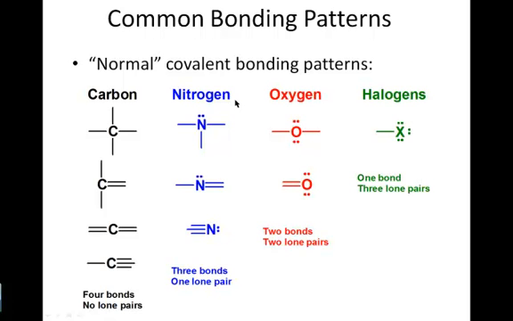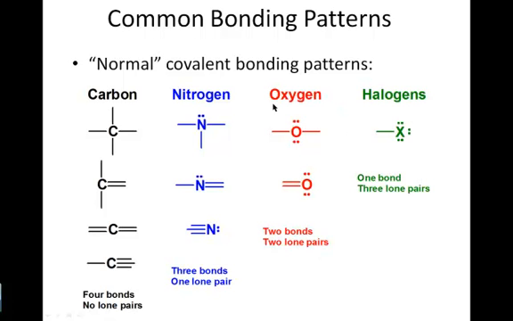Likewise, nitrogen can form 3 bonds, and those 3 bonds could be all single bonds. Remember that nitrogen is always going to have that lone pair of electrons. Or I could make up my 3 bonds via a double bond and 1 single bond. Still have that lone pair. Or my 3 bonds could be made up from a triple bond. All right? So 3 bonds and 1 lone pair.